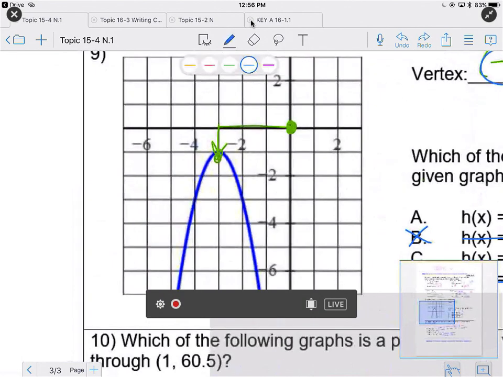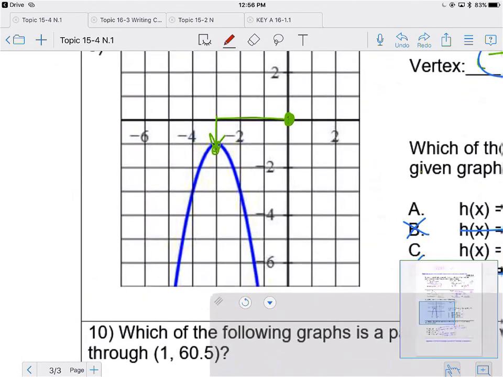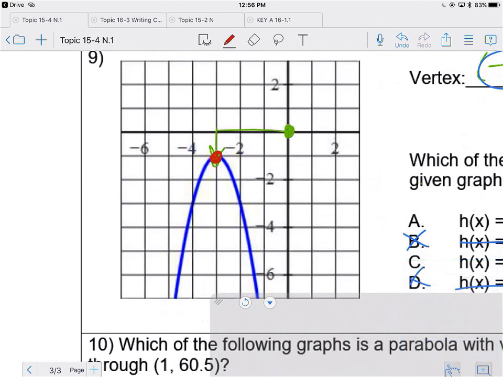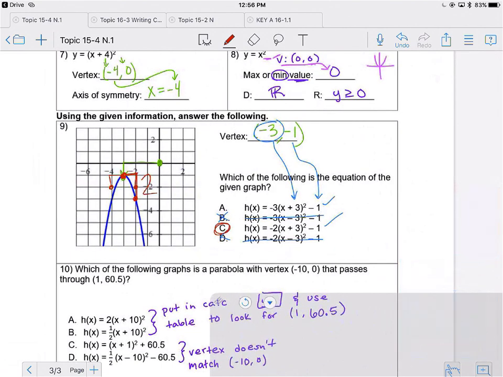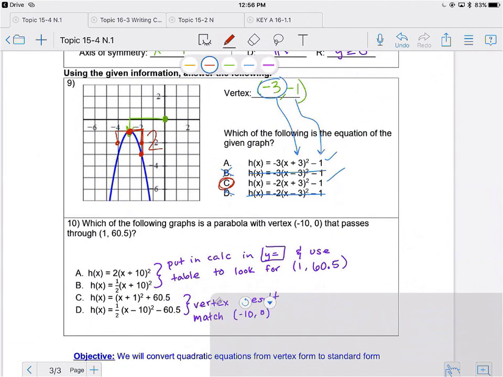remember that we can use our 1, 1 pattern from the vertex. So from my vertex, if I go out 1 over 1, it does not follow. I really go out 1 up 2, which means it is being stretched by 2. So C is my correct answer.